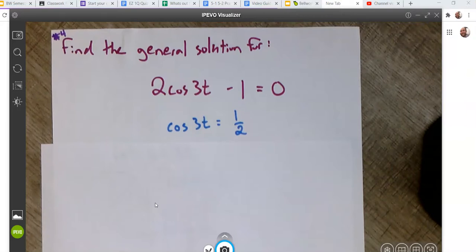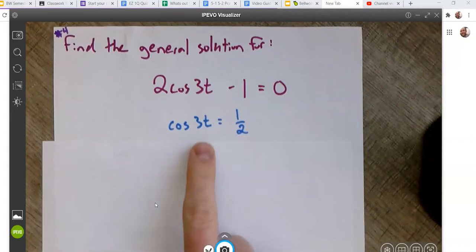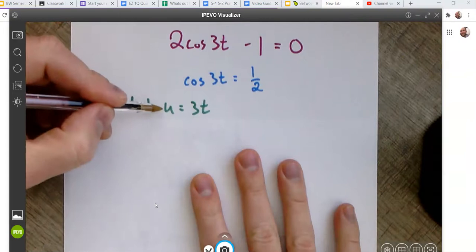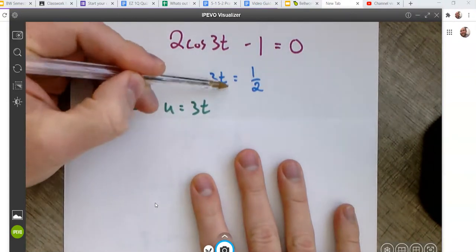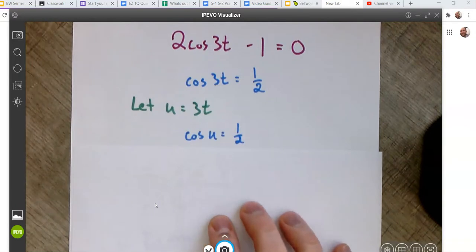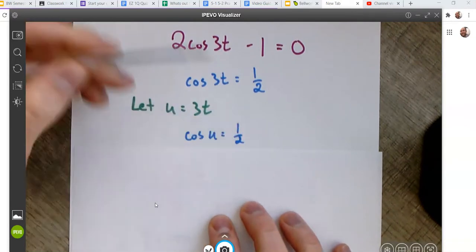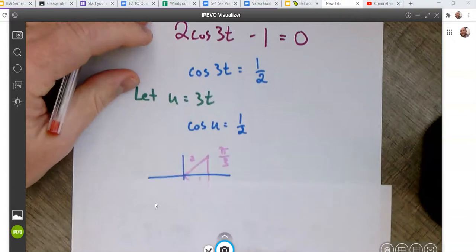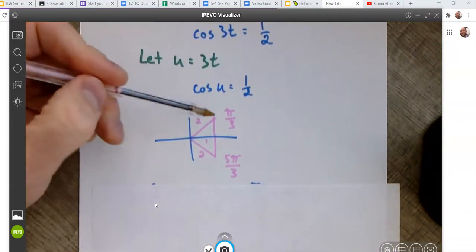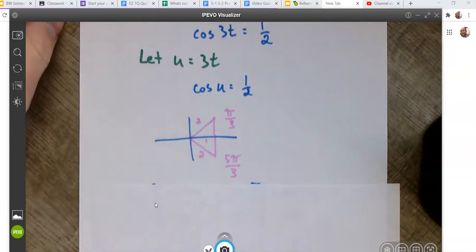So what I can do is like our little calculus trick here. I'm going to do a u substitution. That 3t bothers me, but if it was just an x or if it was just a u, it wouldn't bother me as much. So I'm going to let u equal 3t. I'll take this 3t out and I'll replace it with a u. Ooh, now it doesn't bother me that much. When is cosine equal to 1/2? That's in the first and the fourth quadrant. Kind of like the last problem we just did, right? Yep. Pi over 3 and 5 pi over 3.